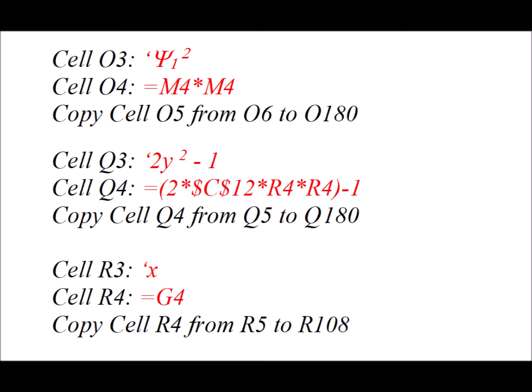In cell Q3, now we have the label 2y squared minus 1, so this is the more complicated Hermite polynomial that we're using. In cell Q4, we have a formula to compute that. Then we copy cell Q4 from Q5 to Q180. In cell R3, we have the label X again. In cell R4, again, we just copy G4. Those different X values just keep getting repeated to different columns to make it clear to see what the X value is. And then we copy cell R4 from R5 to R180.